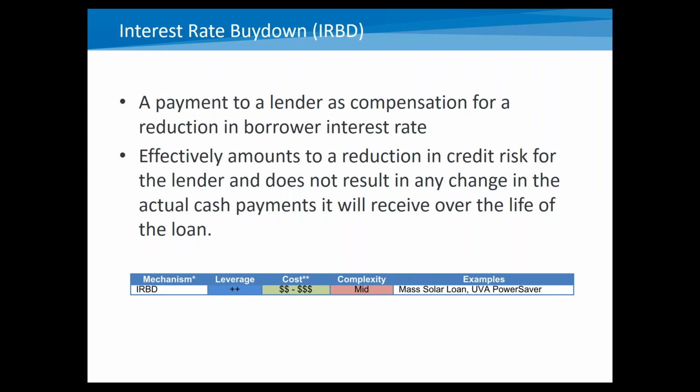Interest rate buy-downs. This is when the public funds are used to essentially, without getting into too many details, the report's got a little more here, you reduce a borrower's interest rate by paying a lender, and this lowers the cost to the borrower, so that the cost of solar energy they get from their system, which incorporates these financing costs, can be competitive or more competitive with their utility rate. So interest rate buy-down, you see this, for example, in the Mass Solar Loan product, the Massachusetts Solar Loan Program.